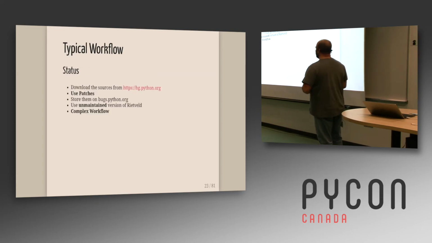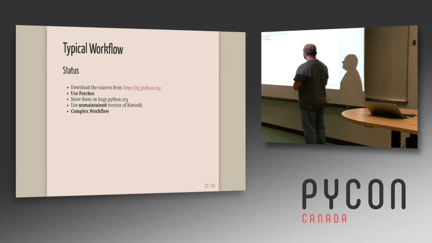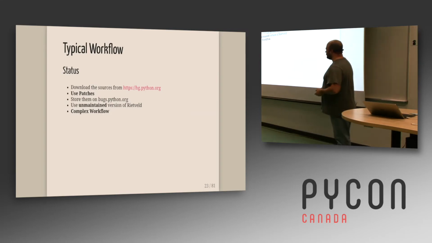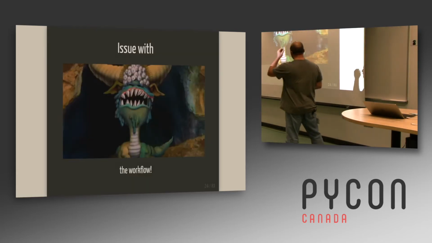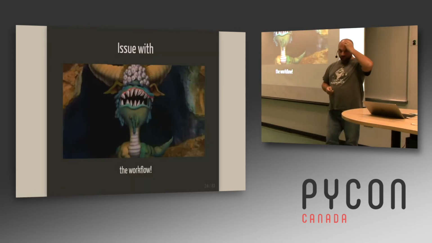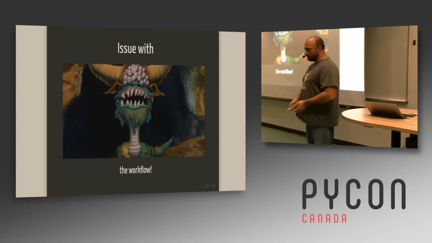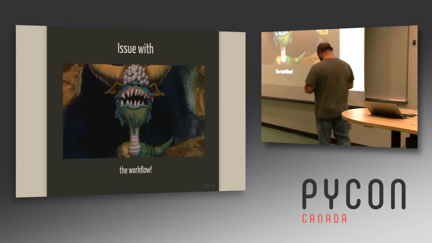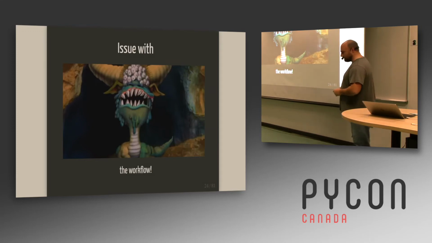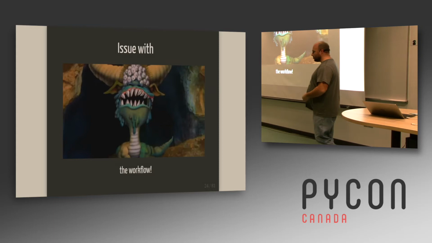For the status, just download the sources from the Mercurial repository, use the patch, store them on the bug tracker, use a hot version of Wirtel, and we have a complex workflow. But I think we have a small issue with this workflow. This workflow is just too complex. And yeah, very too complex. Sometimes we can see some contributors, they will stop after 1 month, just because the workflow is just too complex.